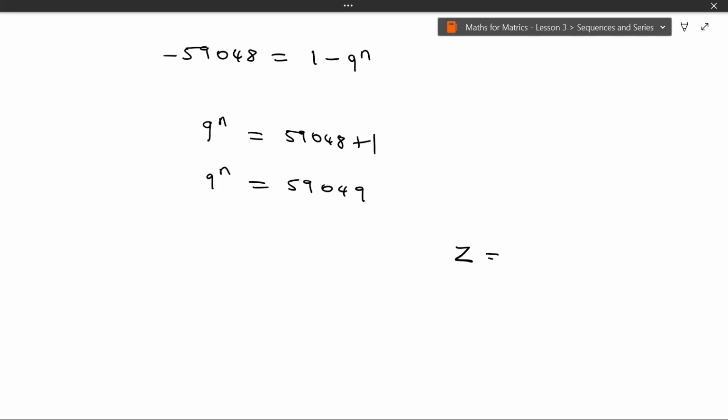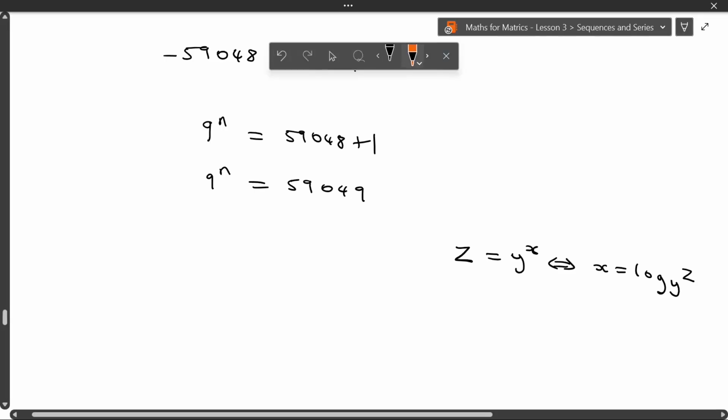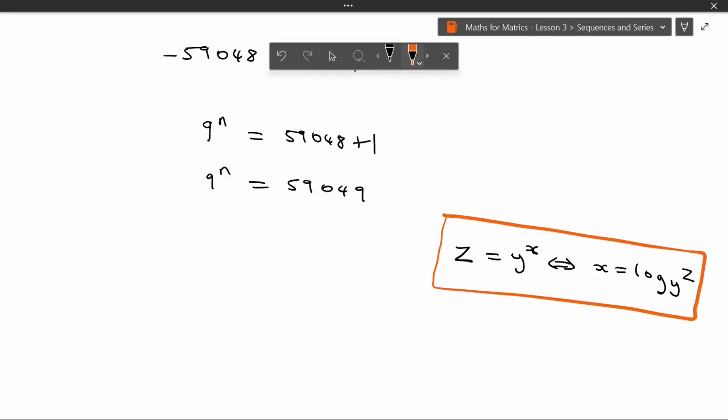If z is equal to y to the power of x, then x is equal to log base y of z. Remember this property. It's going to come in handy when you want to solve equations involving exponents.